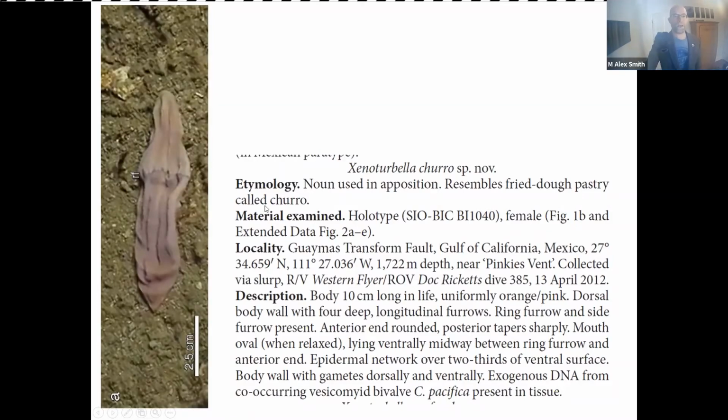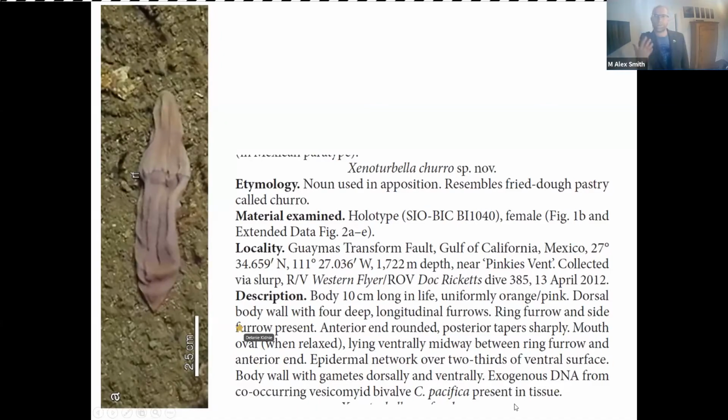Why was it named churro? It was named churro because it resembles the fried dough pastry called a churro. It has 1 holotype, so 1 sample has been collected. There's no mention of any other paratypes in this description. The sample's female, with specific lat long and depths from where it came, how it was collected, via slurp, so that they know something about the quality of it, and the dive, the date, and the ship, and then a description, and the fact that they've also used other bits of DNA, exogenous DNA from a co-occurring bivalve present in the tissue.